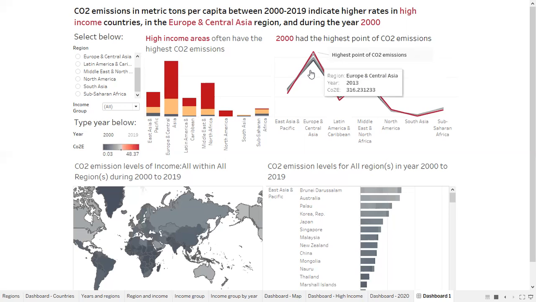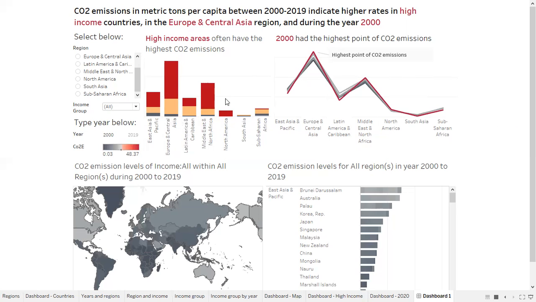The graph to the far right corner has the information indicating that 2000 had the highest point of CO2 emissions. We have that identified right here. And it is also identifying Europe and Central Asian region as having higher CO2 emissions compared to other regions. This red line is the indicator for the year 2000 throughout, and you can see that there are other points of high emission rates throughout the year of 2000 in other regions as well.